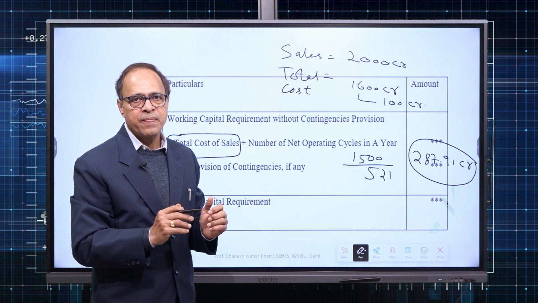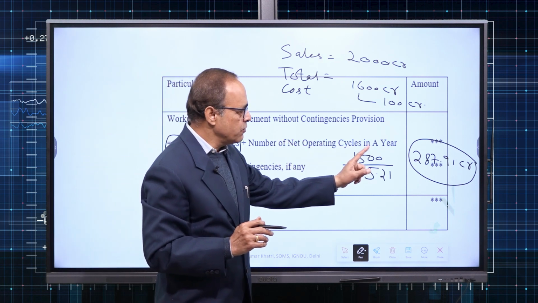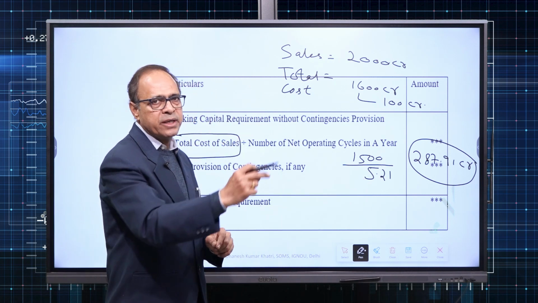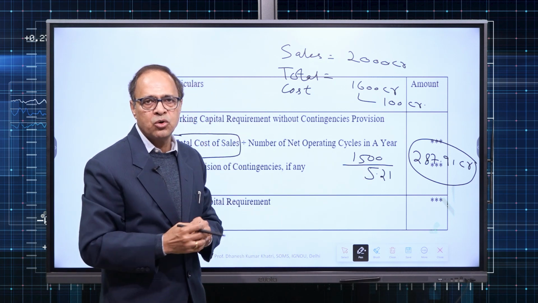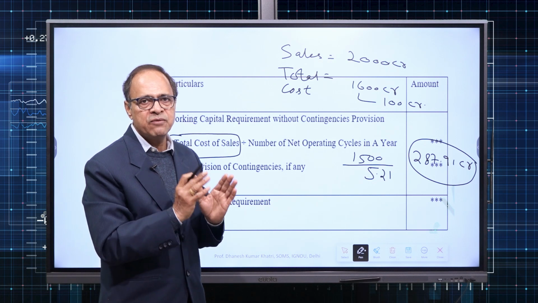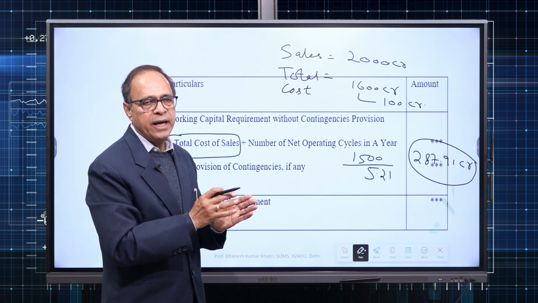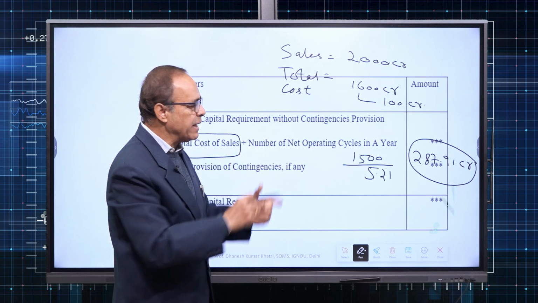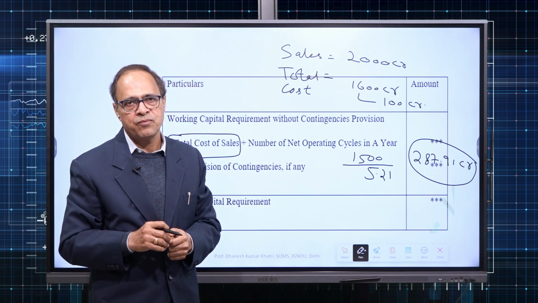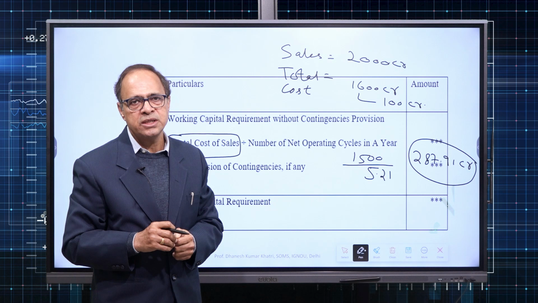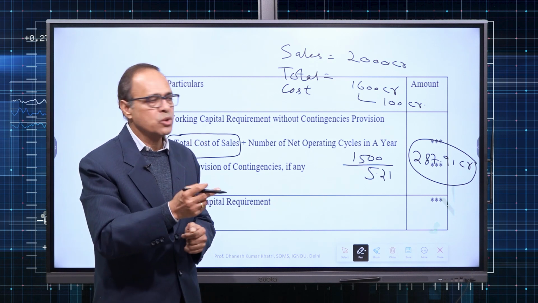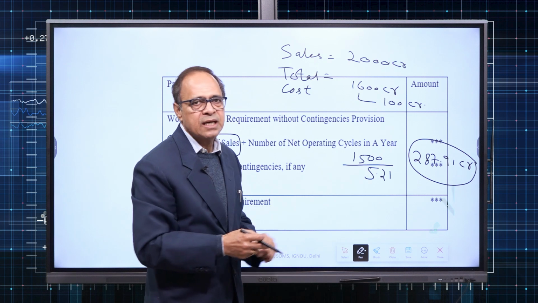The fact is clear. You start your day 1 with 287.91 crore. That 287.91 crore will flow through the whole process: raw material, semi-finished goods, finished goods, and finally at the end of 70 days you will get back this 287.91 crore, and again the cycle will flow because we are making 5.21 cycles in a year.